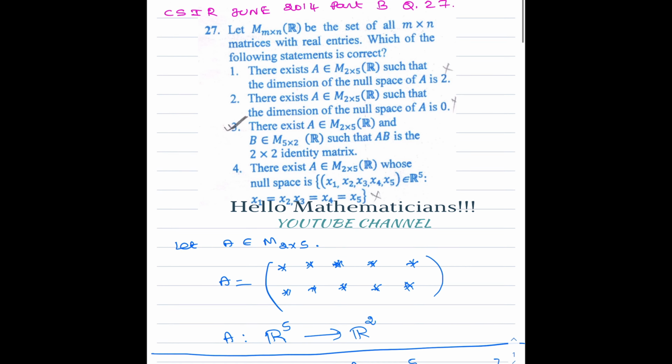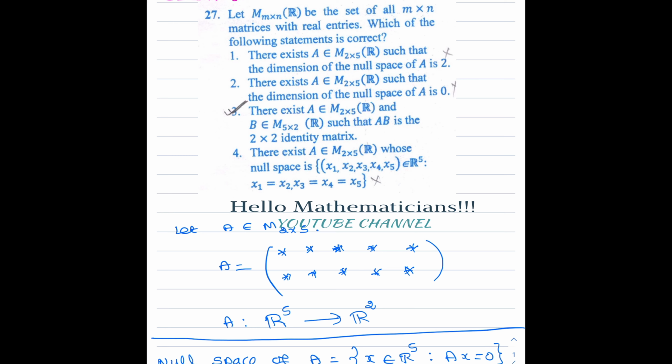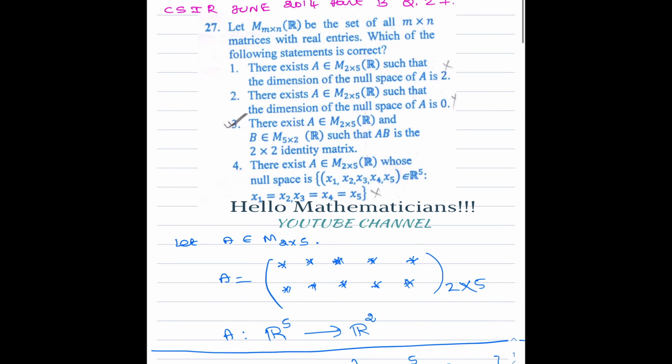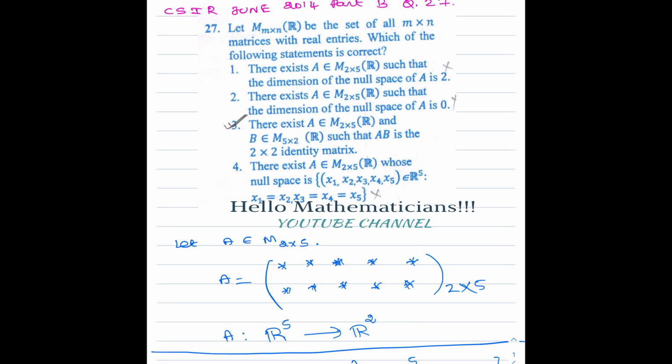Okay, let's begin. So it is given that M m cross n of R is the set of all m by n matrices with real entries. Then in all these options we are talking about M 2 cross 5 of R. So basically we are looking at matrices of this form. It has 2 rows and 5 columns. We are interested in 2 by 5 matrices only as far as this problem is concerned. All the options are about 2 by 5 matrices only.